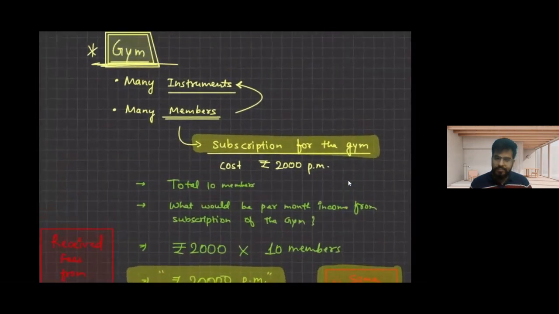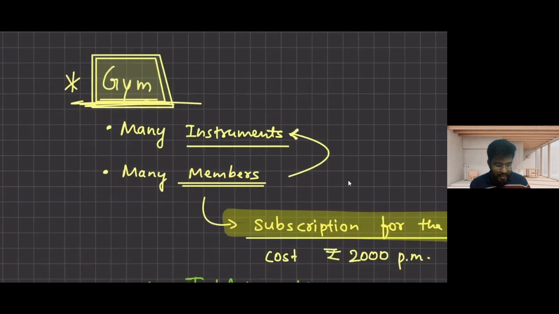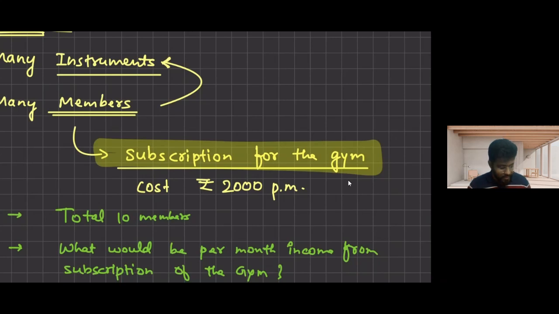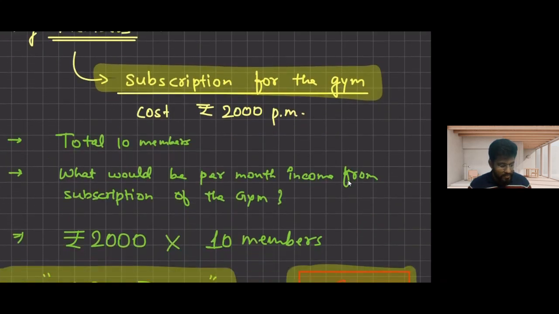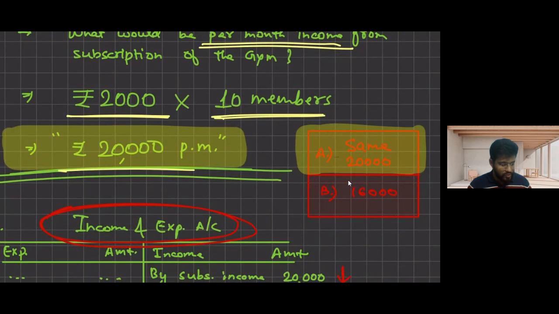Sir, there is a gym. Okay, initially there was a gym. We have some members and I charge rupees 2000 per month from each member. So in total I had 10 members. So I asked what would be the per month income of that gym. Okay, so it would obviously be 2000 as the per month per member fees, and we have 10 members, so I will receive rupees 20,000 per month from all the members.